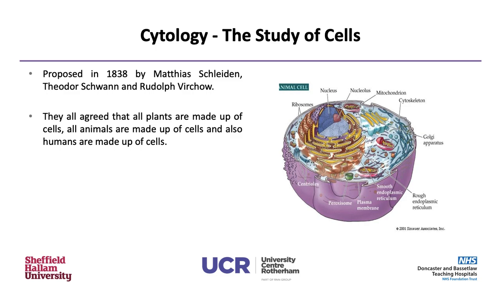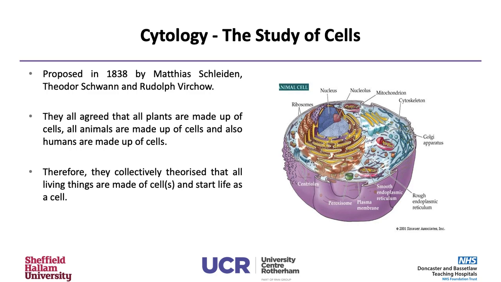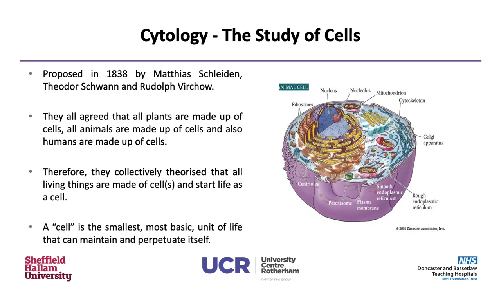One was a scientist that explored plants, one looked at animals, a zoologist, and one was a medical doctor. Collectively they got together and theorised that if animals, plants and humans all have cells, then all living things are made of a single cell or are made up of multiple cells. A cell is defined as the smallest, most basic unit of life that can maintain itself, basically survive, and perpetuate, which means replicate itself.